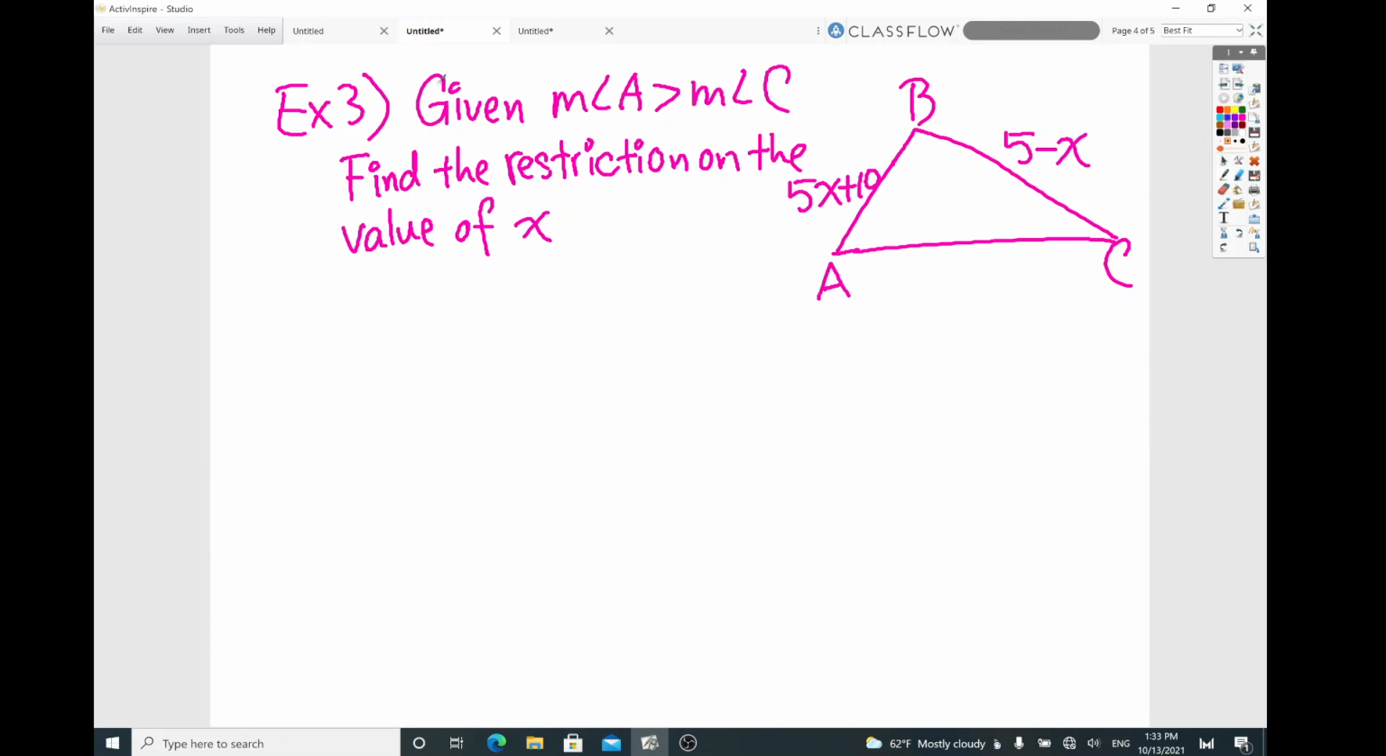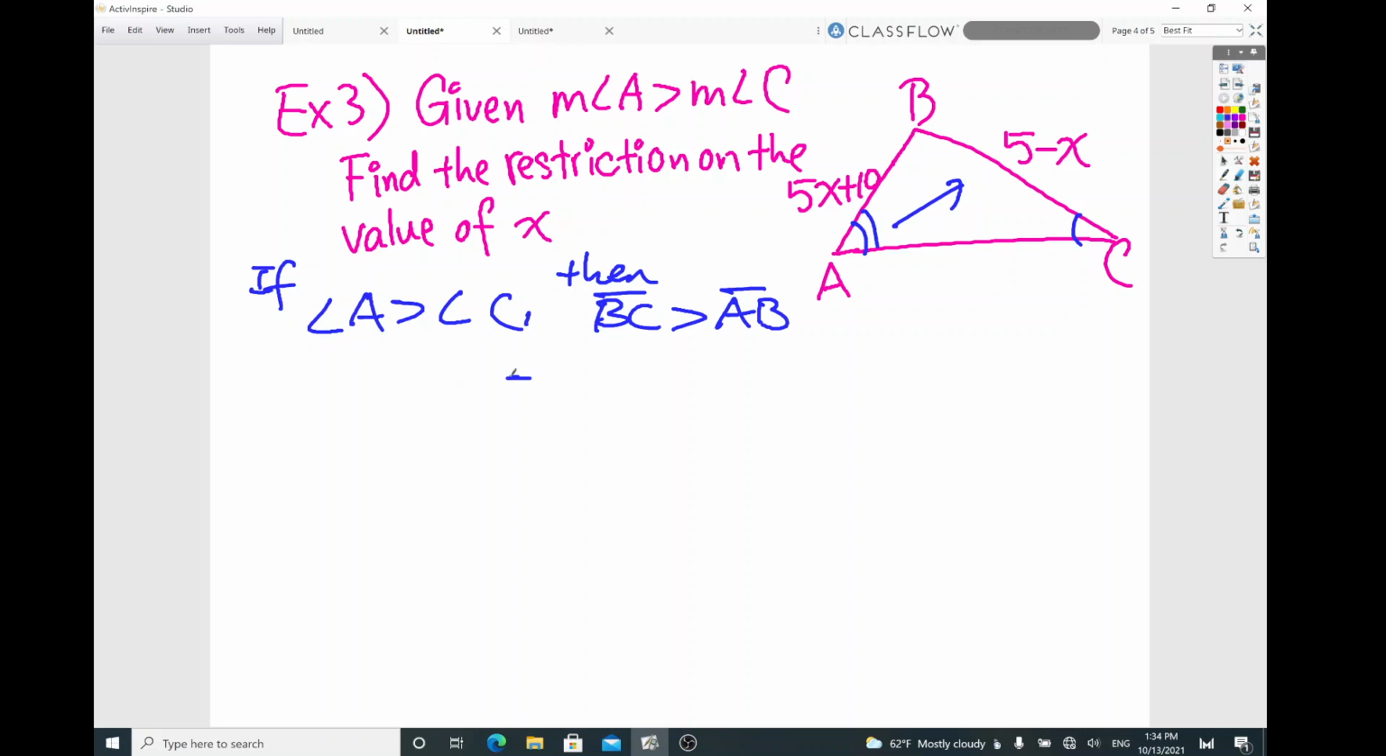So here's another one. Given that angle A is greater than angle C, find the restriction of the value of x. One thing that we notice is angle A is greater than angle C, so that means the corresponding segments also have the same kind of relationship. This one is by the Hinge Theorem. What the Hinge Theorem is saying is that if angle A is greater than angle C, then the corresponding segment, which is what? Segment BC must be greater than segment AB.